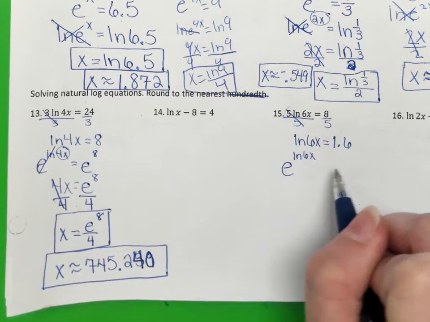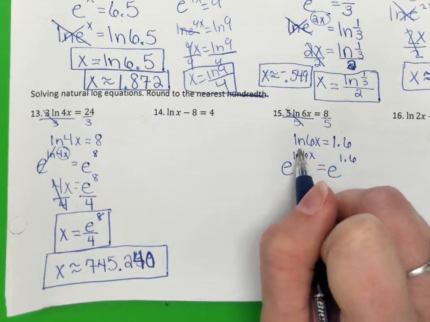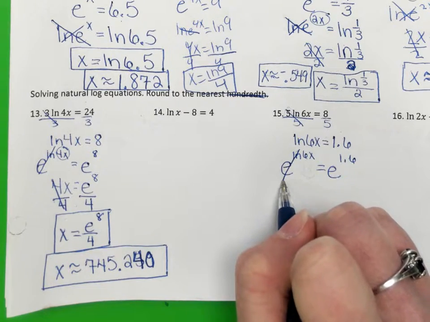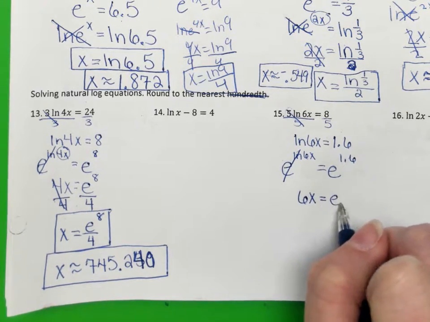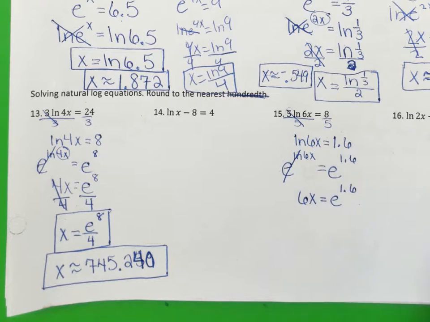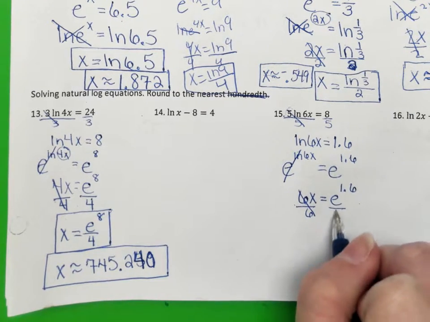E to the natural log of 6x. E to the power of natural log of 6x, and then e to the power of 1.6. Those cancel out. So I have 6x is equal to e to the 1.6. Divide by 6.